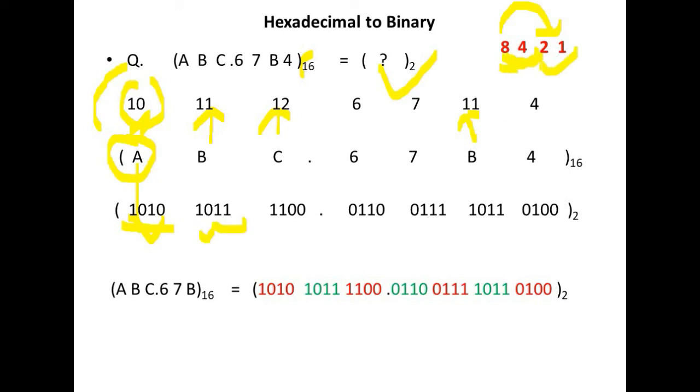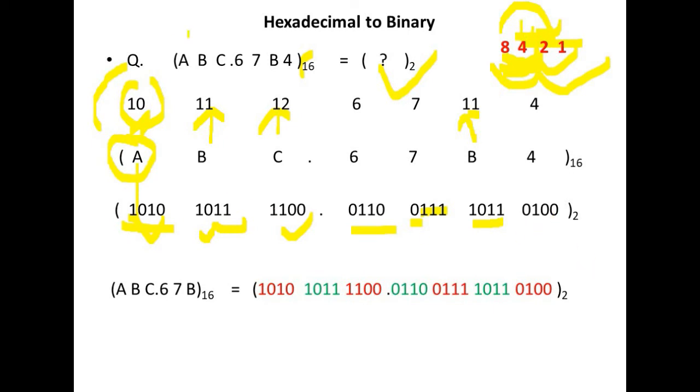For 12, two digits are required: 1100. For 6, two digits are required, so 0110. For 7, the last three digits are required, so 0111. And B is nothing but 11, which is 8 plus 2 plus 1, so 1011. And for 4, only this digit is required, so 0100.